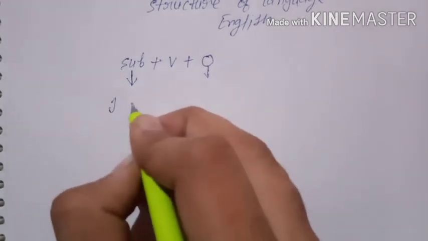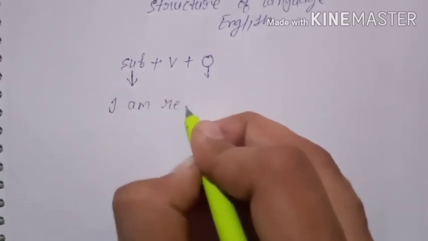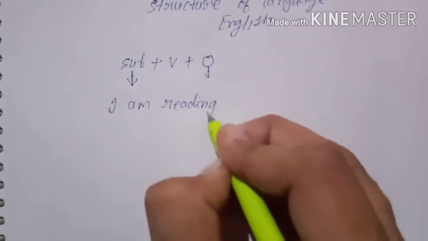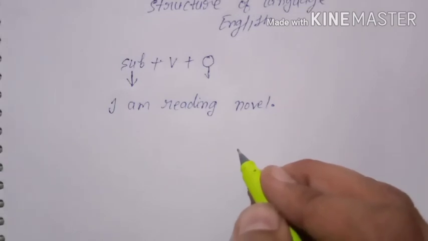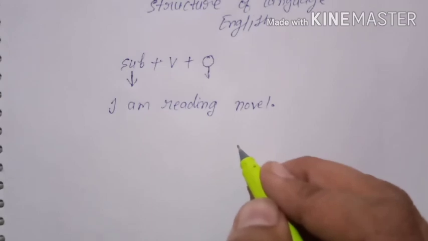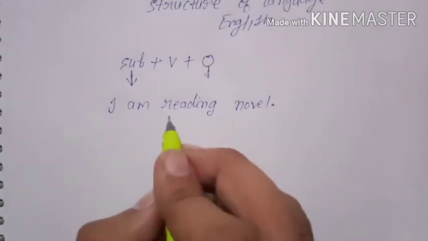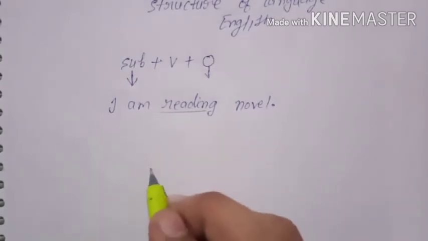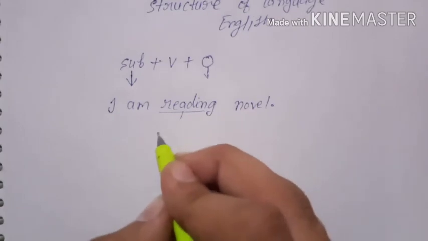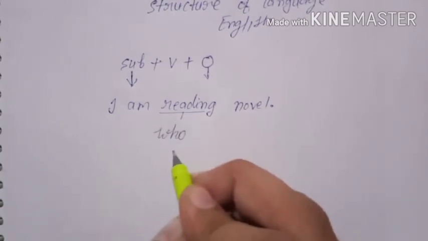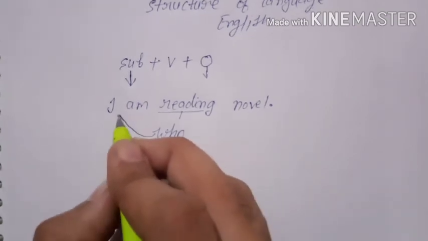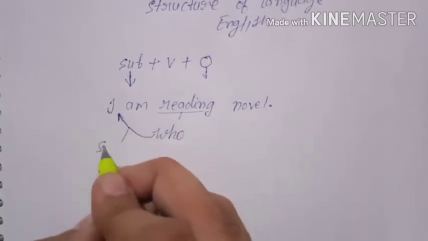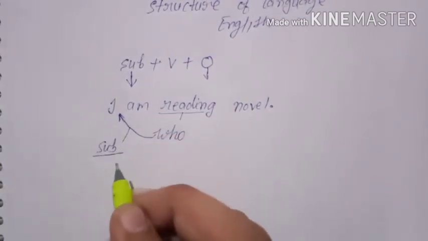Like, I am reading novel. In this sentence, we have to find out the verb, the action word. Which is the action word? Now reading is an action verb. Clear? We have to ask the question who. Who is reading? Who is reading novel? That means I am reading. Then I is subject and the doer of action is I.